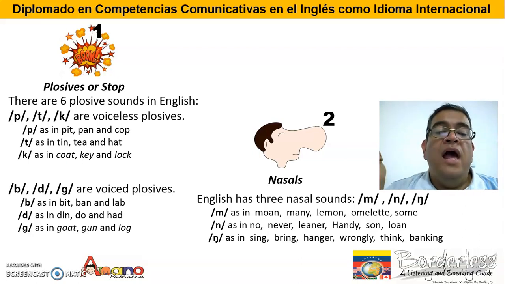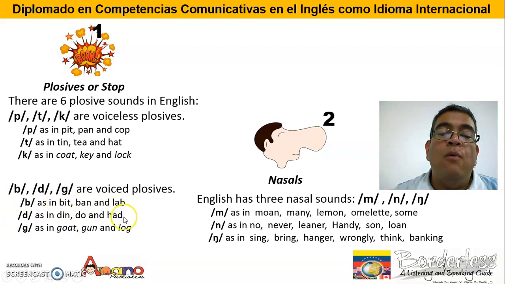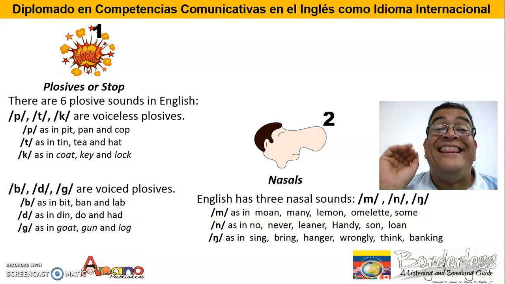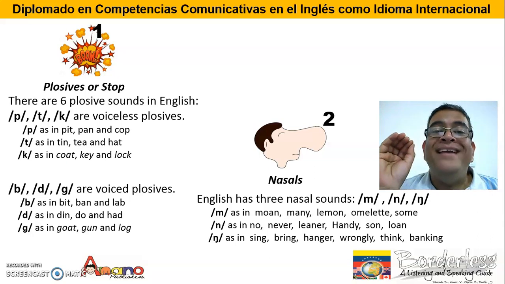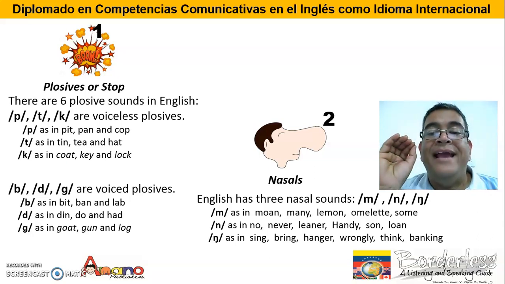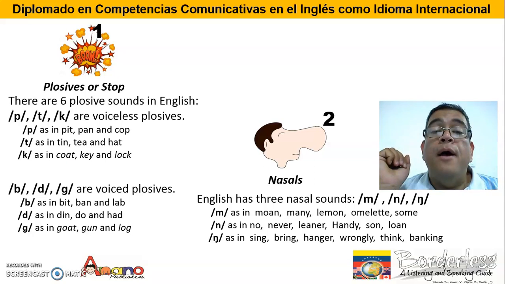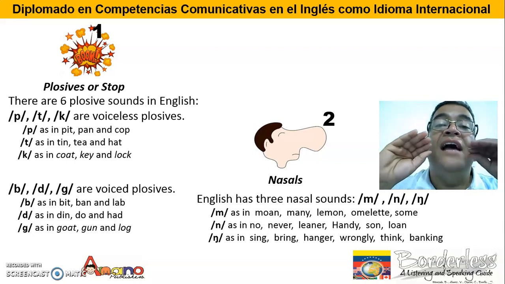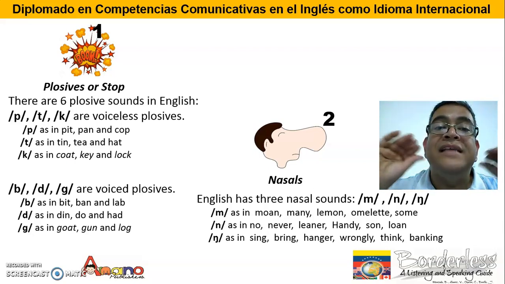In G, we have, as in goat, gun, and lug. I just want to stop here and clarify this. Whenever you pronounce a word that ends in D, please make the D sound. Do not make a T sound, because many people tend to say "hat." No, it's "had." And then the sound is stop. The sound is stop. Had. Ready?